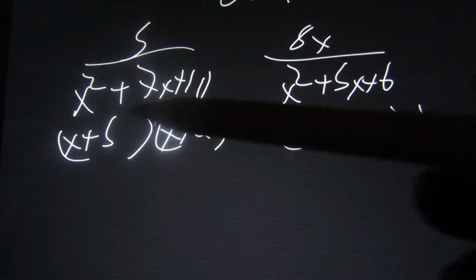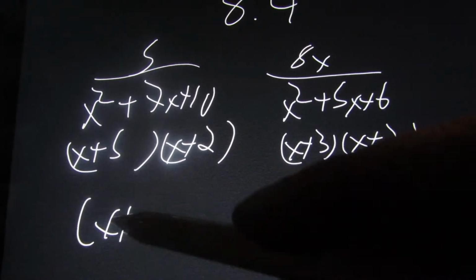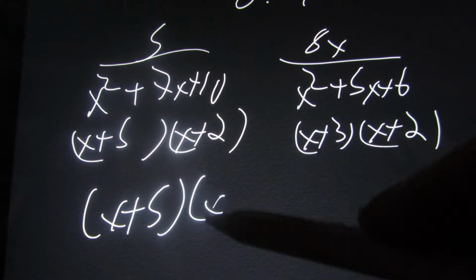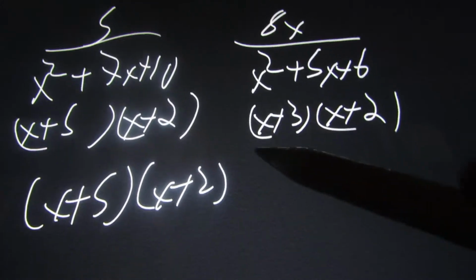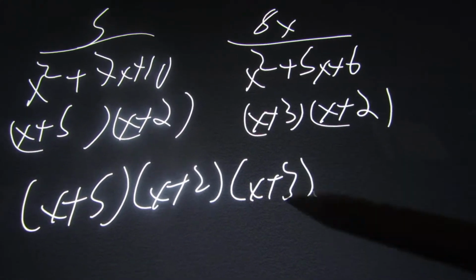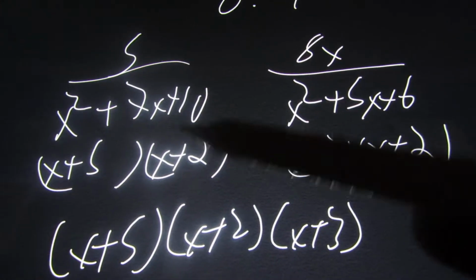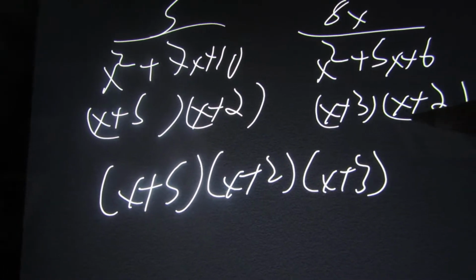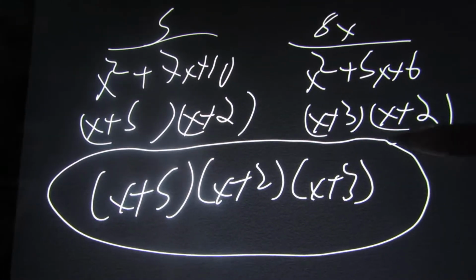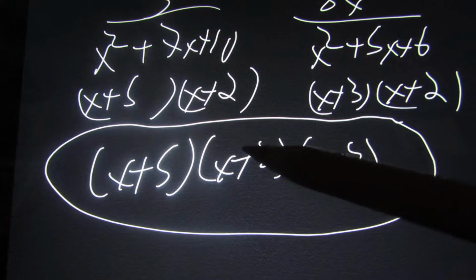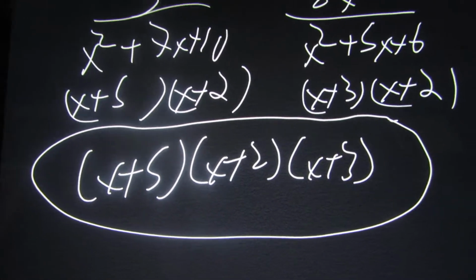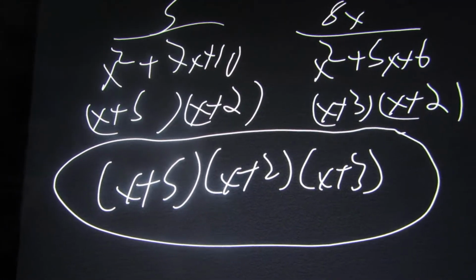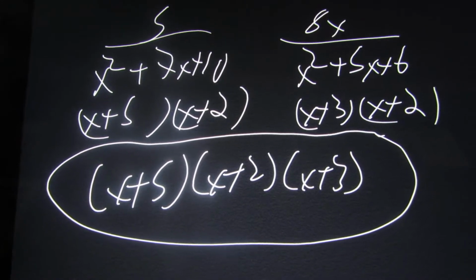Here we don't have that. We have an x plus 5 that we have to use. We have an x plus 2. And then we have an x plus 3. And since this x plus 2 was in the other fraction, we don't need to add it again. So our least common denominator is x plus 5 times x plus 2 times x plus 3. And you leave it in the factored form like this.